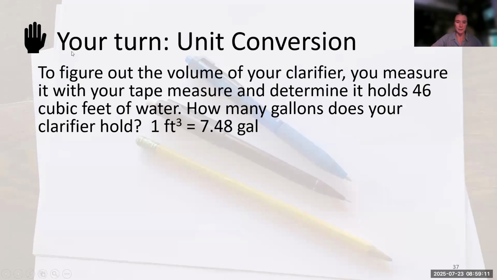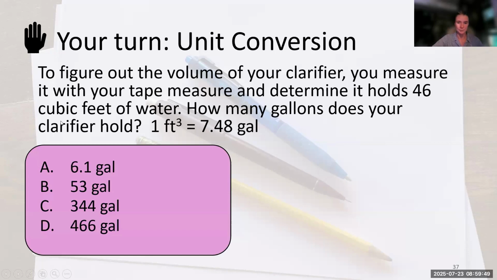But let's look at this for figuring out how many gallons your clarifier can hold. So the whole problem written out, you're trying to figure out the volume of your clarifier. You measure it with your tape measure. You determine that it holds 46 cubic feet of water. Okay, so how many gallons does your clarifier hold? Well, all we're trying to do here is go from cubic feet to gallons, right? So we're converting from cubic feet to gallons. And 1 cubic foot, 1 foot to the third, we know if we look at our formula sheet equals 7.48 gallons.